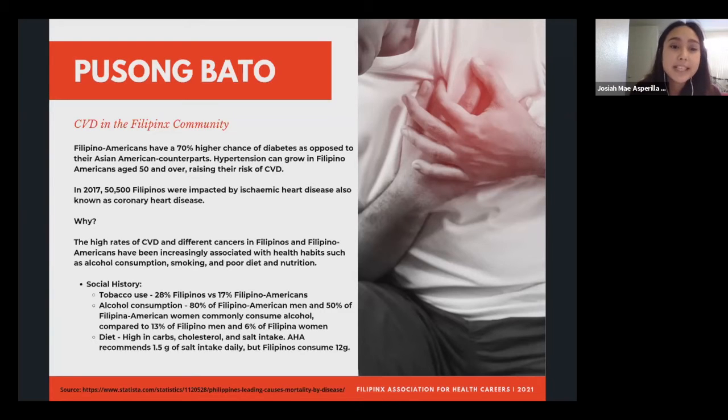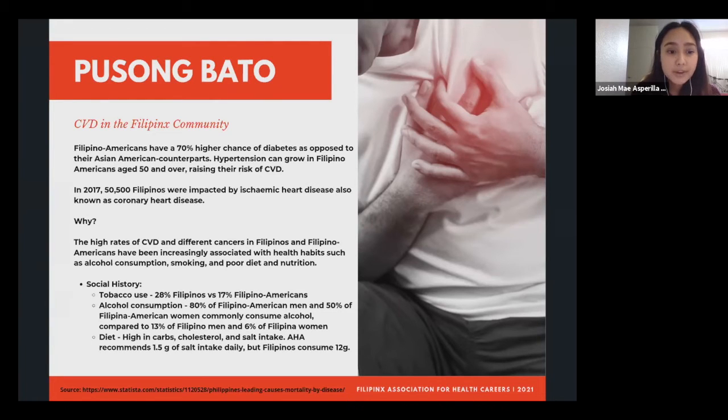Filipino Americans have a 70% higher chance of diabetes as opposed to their Asian American counterparts, and hypertension can grow in Filipino Americans age 50 and over, raising the risk of CVD. You're at higher risk if you have diabetes, so it's very important that you check your blood glucose routinely and also check your blood pressure, to make sure it's in a good range. In 2017, 50,500 Filipinos were impacted by ischemic heart disease, also known as coronary heart disease. You might be wondering, why is this happening? The high rates of CVD and different cancers in Filipinos and Filipino Americans have been increasingly associated with health habits such as alcohol consumption, smoking, and poor diet and nutrition.